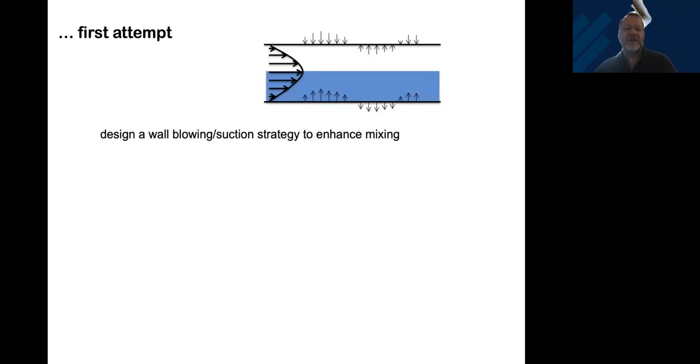Okay. So let me try a first attempt here. That one is a very simple setup. We have two-dimensional Poiseuille flow, so flow in a channel with parallel walls. And we flow through with a parabolic profile.